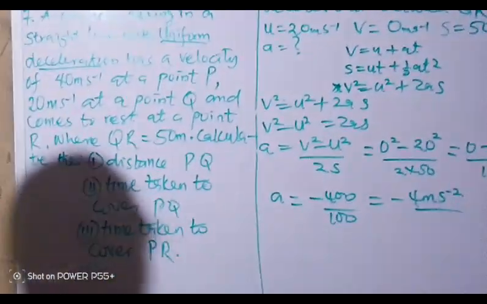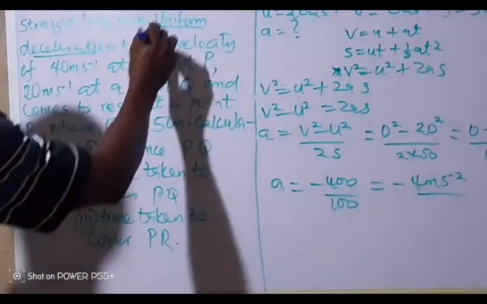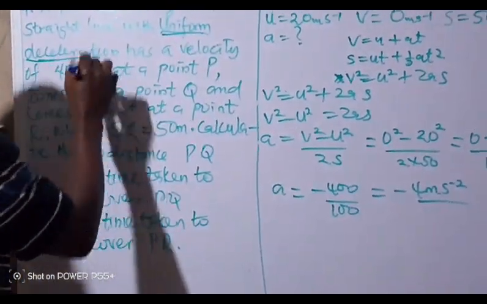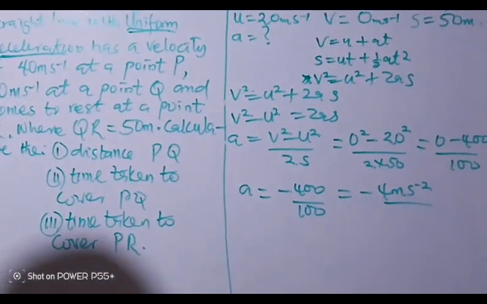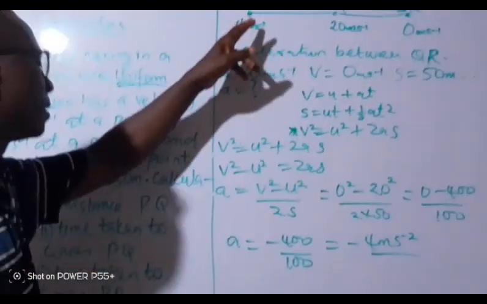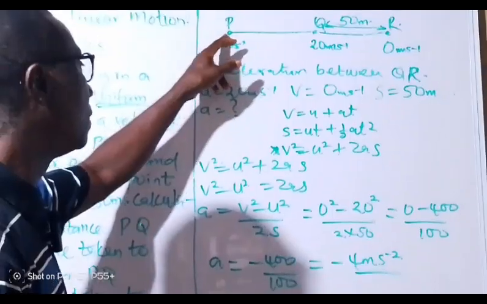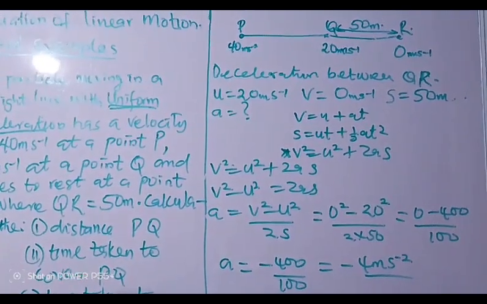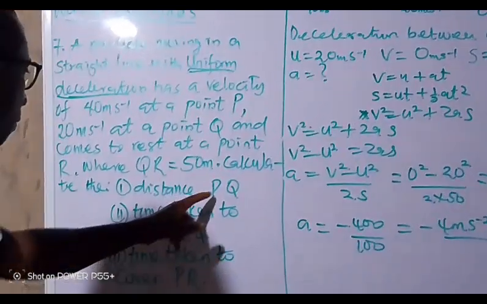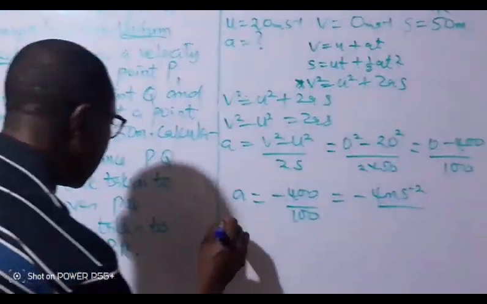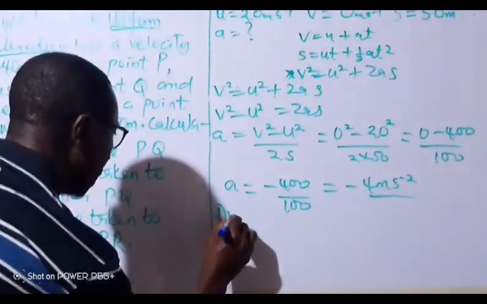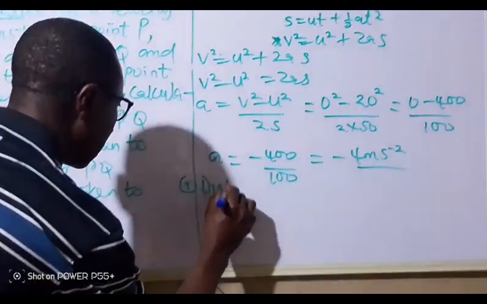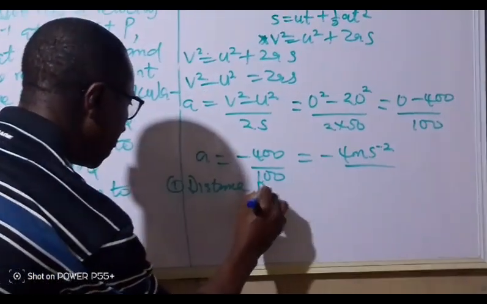And mind you, the question says uniformly decelerated. If it is uniformly decelerated, then it will have the same deceleration throughout. If that is the case, we will be able to calculate the distance PQ. Now to calculate distance PQ.